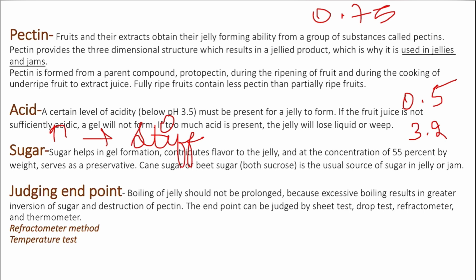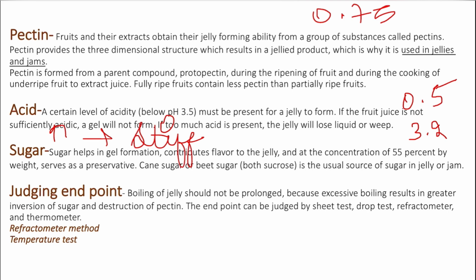I have discussed the sheet and flake test in my jam processing video, and I am explaining it here also. In this, a small portion of jelly is taken out during boiling in a spoon or wooden ladle and cooled slightly. Then it is allowed to drop. If the product falls off in the form of a sheet or flake instead of falling in a continuous stream or syrup, it means that the end point has been reached and the product is ready. Otherwise boiling is continued.